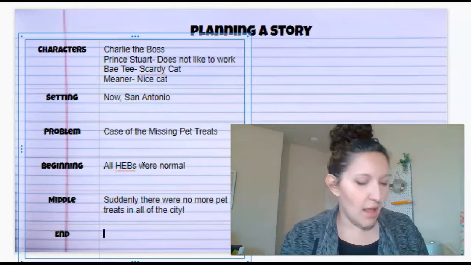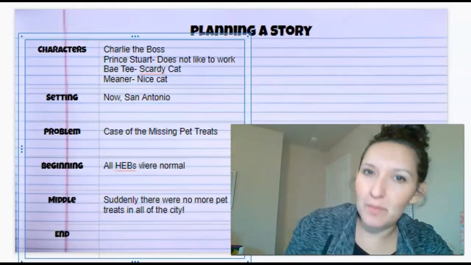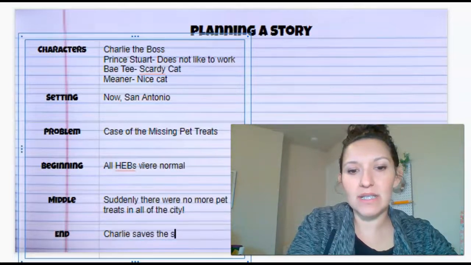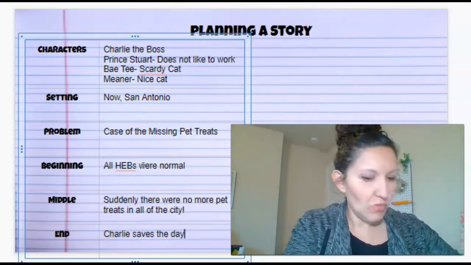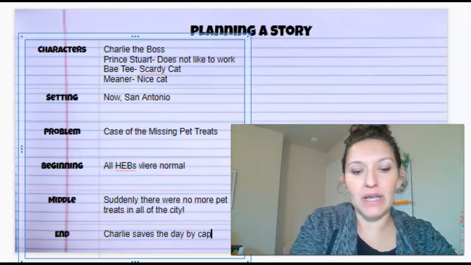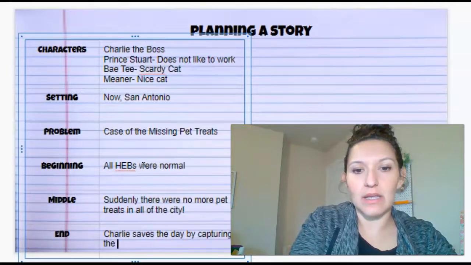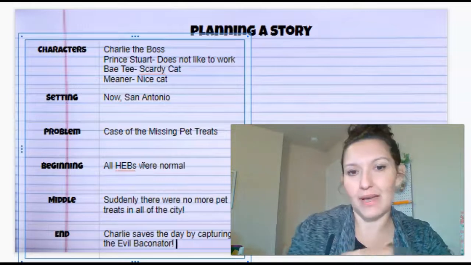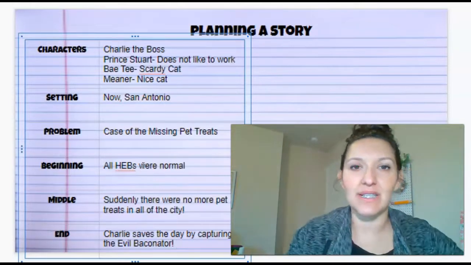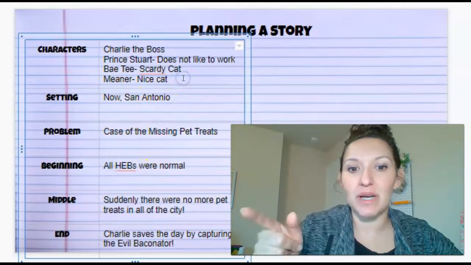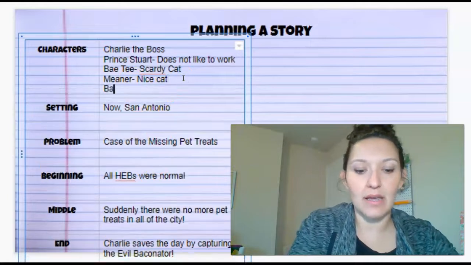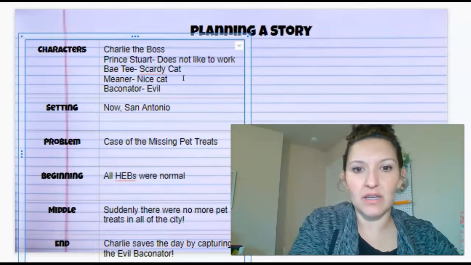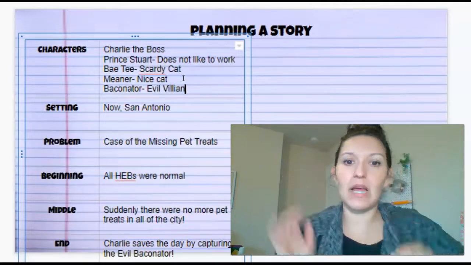In the end, how am I going to end this? Well, I want a happy ending. I don't want a sad ending. I'm going to say, Charlie saves the day by capturing the evil Baconator. I don't know, I imagine that the Baconator is somebody that steals sheep, right? And you know what, that reminded me, I'm going to have to go back up there and add Baconator, evil villain. Yeah. And there you go.